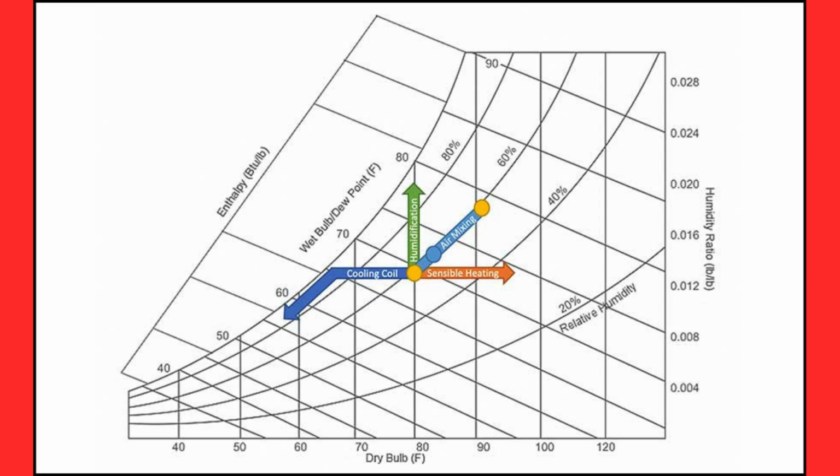Enthalpy, H, the total energy content of air, considering both sensible heat, heat associated with temperature, and latent heat, heat associated with phase change. Specific volume, V, the volume occupied by 1 kilogram of dry air. It represents the density of air.